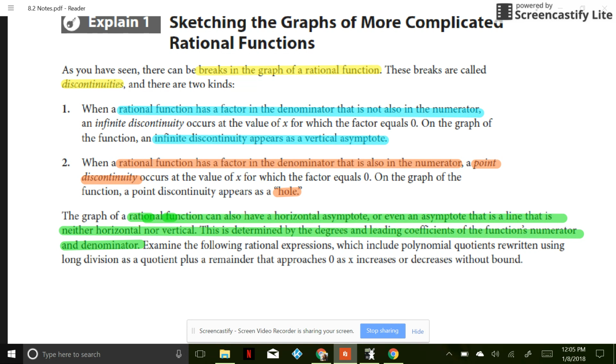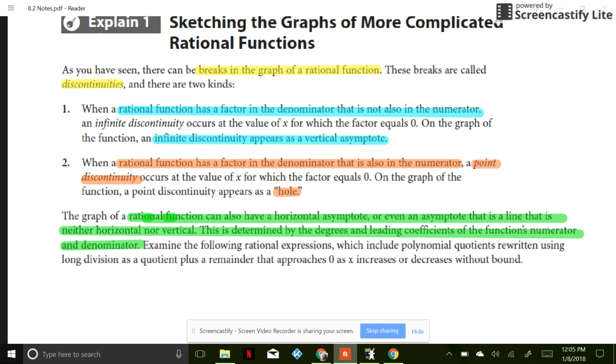These breaks are called discontinuities, and there are two different kinds. When a rational function has a factor in the denominator that is not also in the numerator, an infinite discontinuity occurs at the value of x for which the factor equals 0. On the graph of the function, an infinite discontinuity appears as a vertical asymptote.